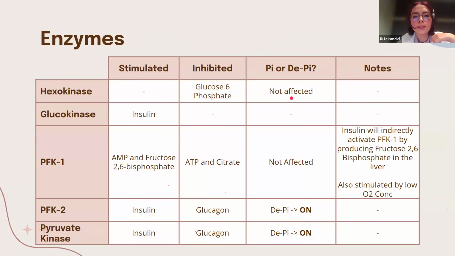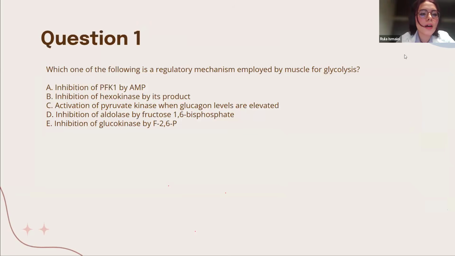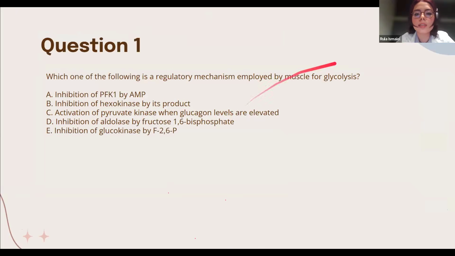What's next? Okay, questions. I'm really hoping I can get more than one answer. Please, more than one person answering these. Which one of the following is a regulatory mechanism employed by muscles for glycolysis? A. Inhibition of PFK1 by AMP. B. Inhibition of hexokinase by its product. C. Activation of pyruvate kinase when glucagon levels are elevated. D. Inhibition of aldolase by fructose 1,6-bisphosphate. E. Inhibition of glucokinase by fructose 2,6-bisphosphate.